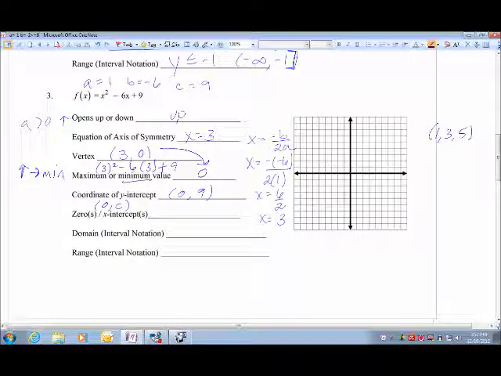And I always multiply 1, 3, 5 by my a value, and my a value here is 1. So when I multiply those values inside the parentheses by 1, I still end up with 1, 3, 5. So I plot my vertex, which is 3, 0.